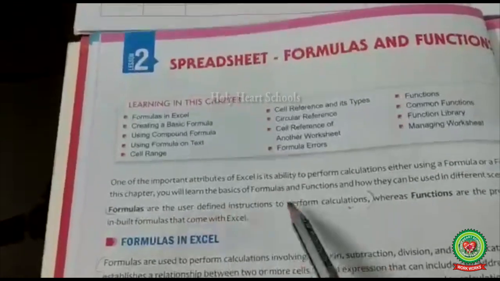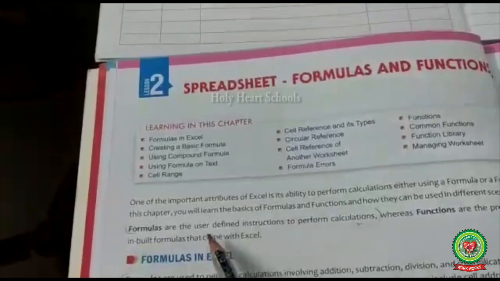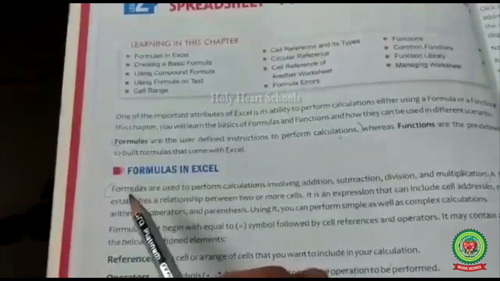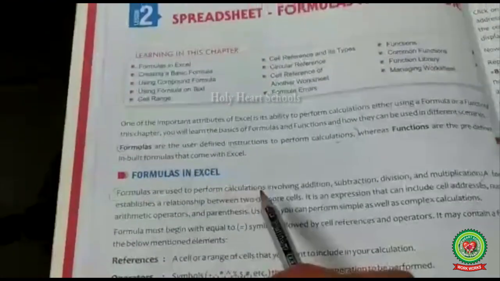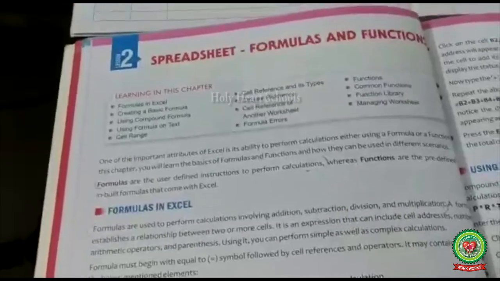To go to the formula, firstly we go through the book. In the book, we have the definition of the formula. Formulas are user-defined instructions to perform calculations. As I told you earlier, formulas are used to do calculations. One more definition of formula we have here: formulas are used to perform calculations involving addition, subtraction, division and multiplication.